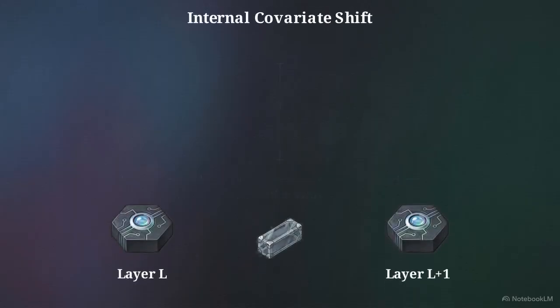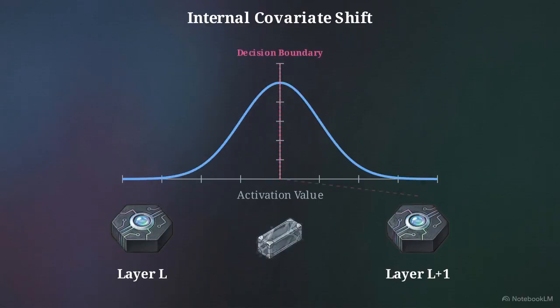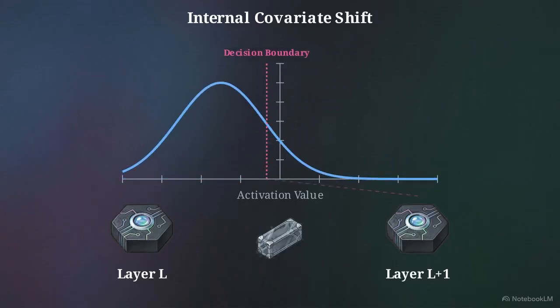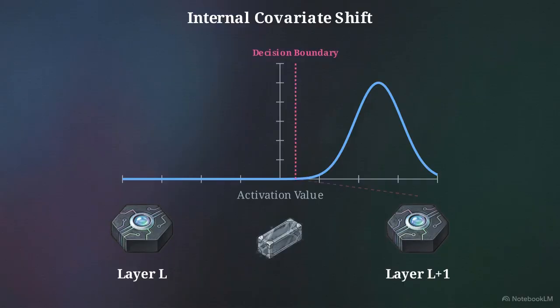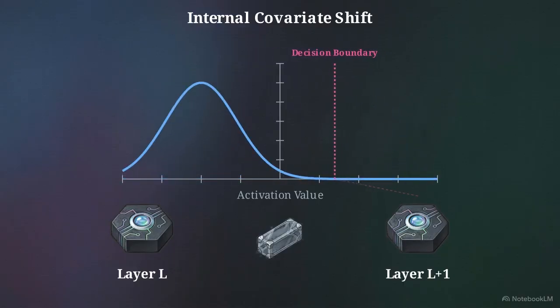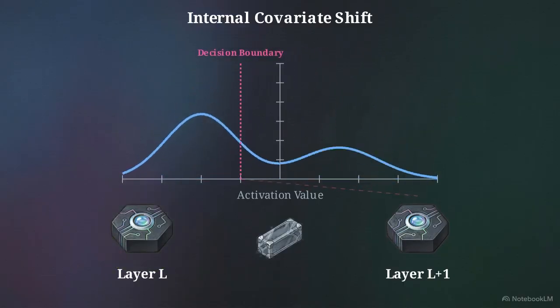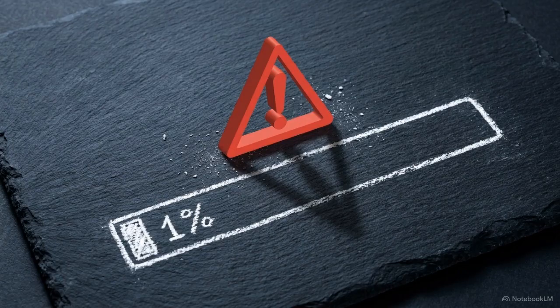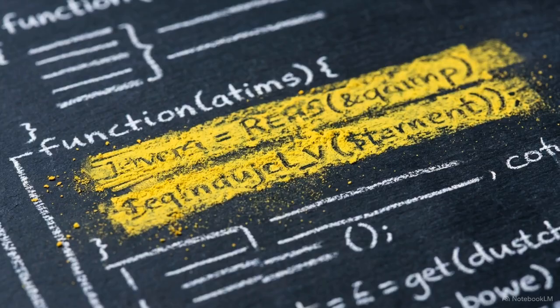This phenomenon is internal covariate shift, the continuous alteration of a layer's input distribution caused by preceding layers updating. The subsequent layer tries mapping a precise decision boundary, but after every mini-batch, the incoming distribution slides away. The network constantly chases a moving target. Dealing with this constant shifting severely slows down model convergence. Historically, engineers had to combat it by agonizingly lowering learning rates and relying on extremely precise parameter initialization.